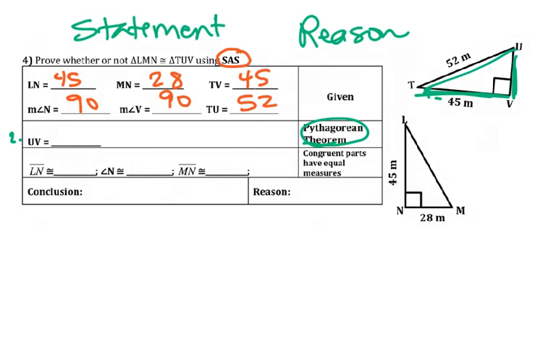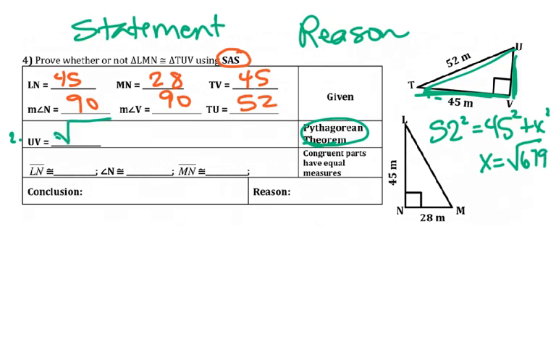So 45 squared is equal to, well, I don't know what it's equal to, but I'm going to put it in my calculator. 45 squared plus x squared. And so when I get all done, I'm going to have x is equal to the square root of 679. That is a decimal. It's an irrational, so I'm not going to bother rounding it or anything. I'm just going to write square root of 679. And again, the reason that I know that is because of the Pythagorean theorem.